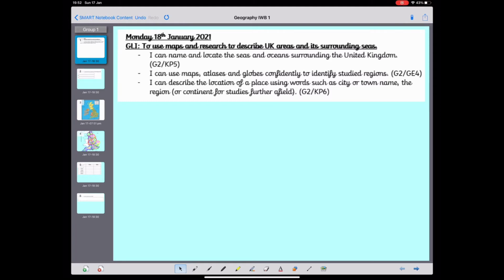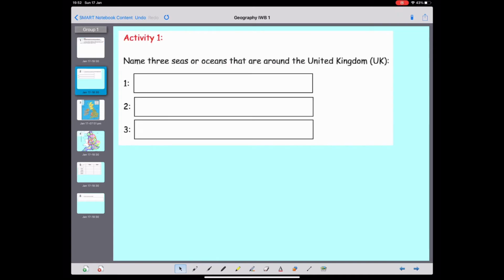So steps to success: I can name and locate the seas and oceans surrounding the UK, so that's what we're going to do first. Then we're going to use maps and atlases to identify studied regions. A region is a particular area of a country like England, and we're going to be looking at what regions are a little bit later. And the last one says I can describe the location of a place using words such as city or town name or the region. So again, we're going to be looking at regions and thinking about towns and cities within those regions as well.